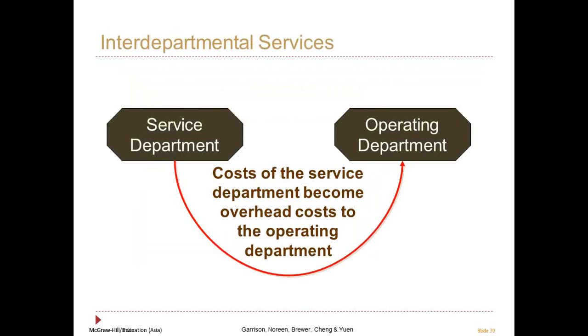So let's talk about interdepartmental services and getting overhead costs. The overhead costs of the operating departments frequently include allocations of costs from service departments. To the extent that service department costs are classified as production costs, they should be included in unit product costs and thus must be allocated to operating departments in a process costing system.